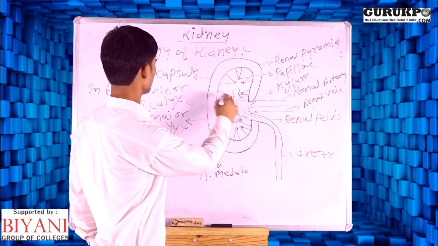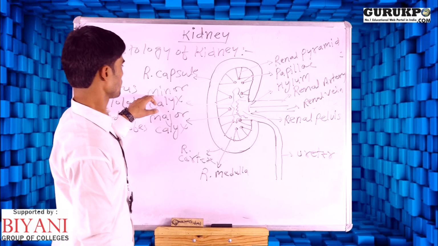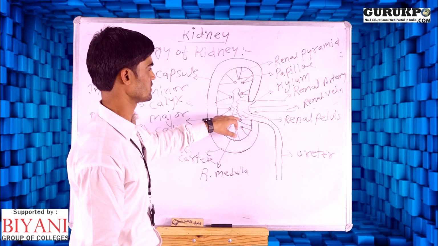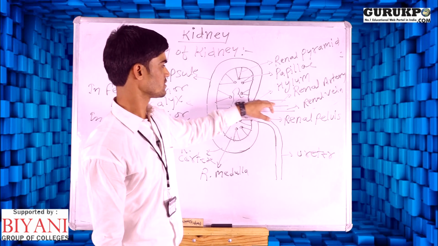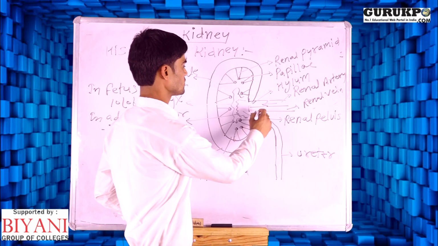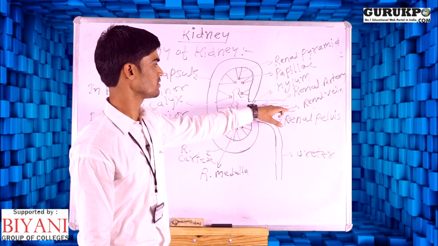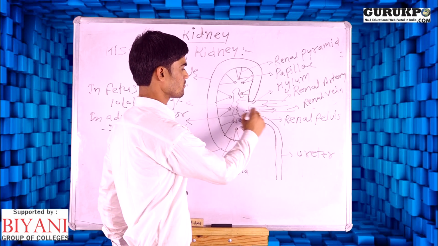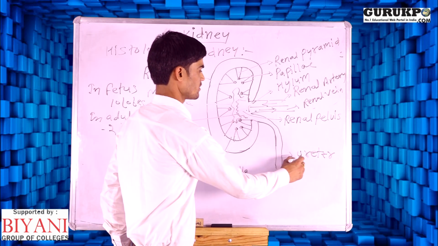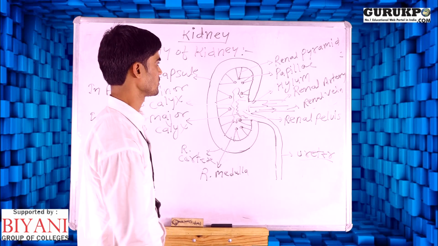So we will discuss the major calyx and minor calyx. This is minor calyx and this is major calyx. This is renal artery that supplies the blood to kidney, and this is renal vein. The deoxygenated blood returns by the renal vein. Then renal pelvis, and last part the ureter. These are excretory organs that connect the kidney to the urinary bladder.